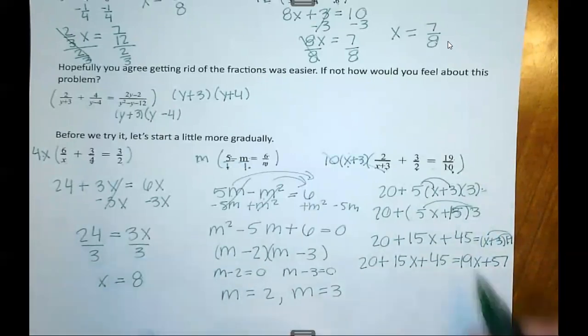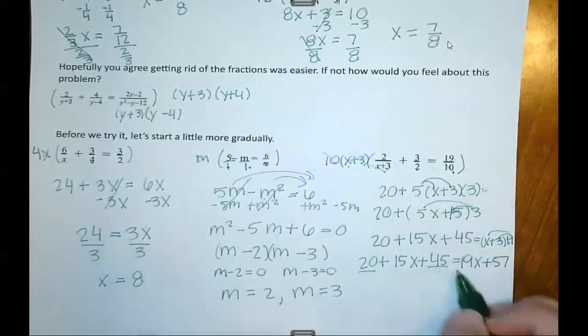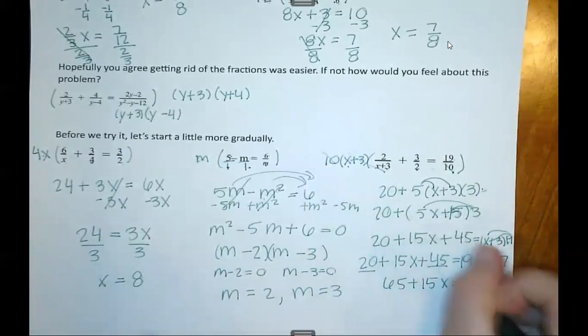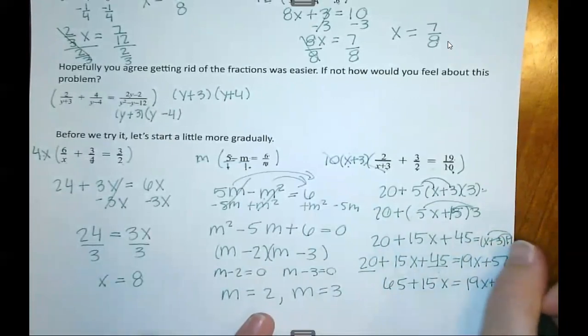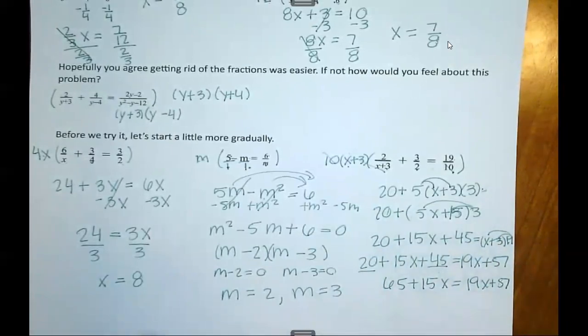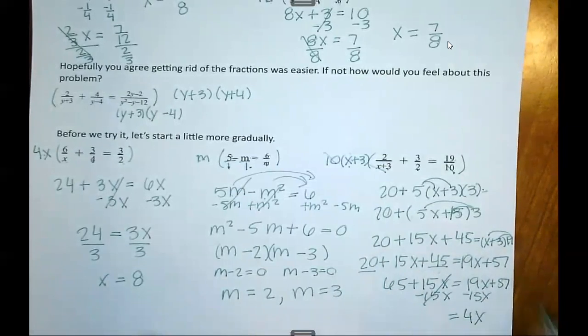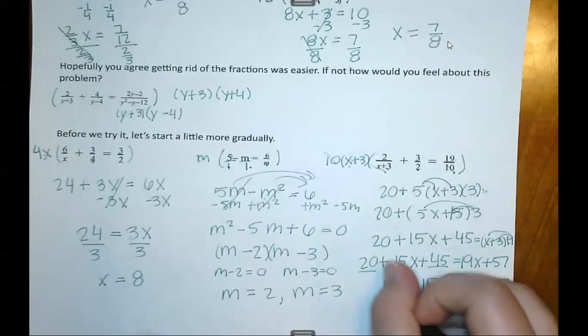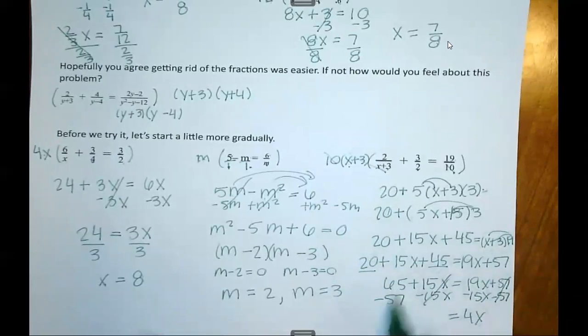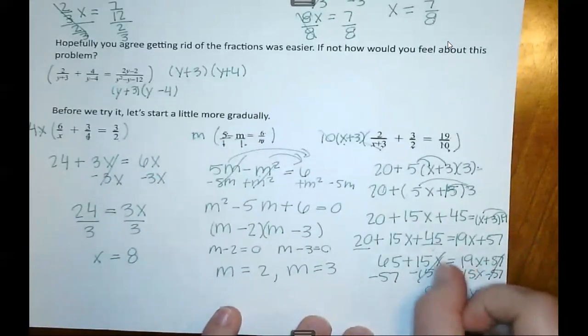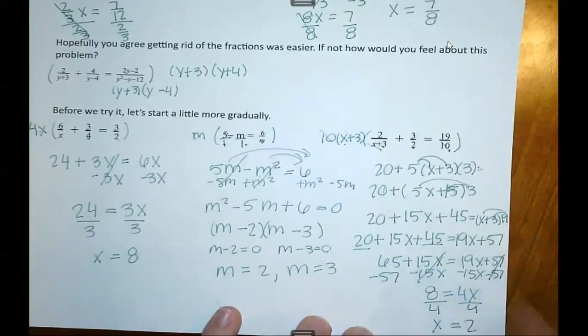All right, so now I would combine like terms over here. 20 plus 45 is 65, plus 15x equals 19x plus 57. All right, so I would subtract 15x from both sides, and I end up with 4x. Then I would subtract 57 from both sides. 65 minus 57 gives me 8. And then my last step would be to divide by 4, and I end up with x equals 2.